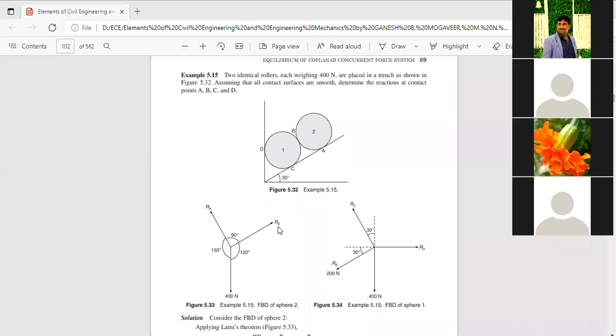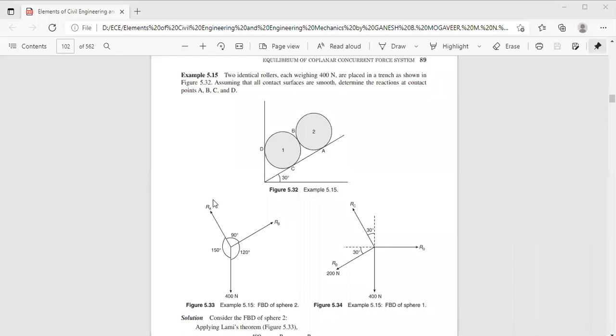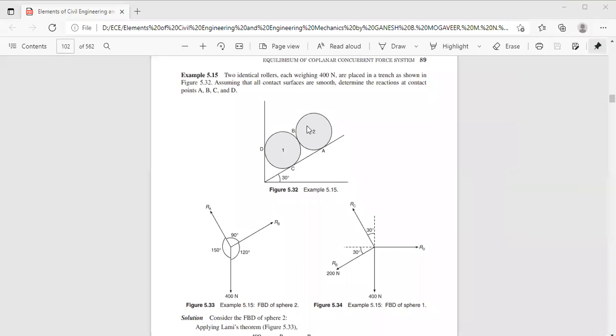How much is it? RB is 200 Newton. RA is some 346 something, and RB works out to be 200 Newton. Now, we have selected sphere 2 because here you have only 2 unknowns. If you select sphere 1, you have 4 unknowns. So by applying Lami's theorem for sphere 2, one of the unknowns, you got it, that is RB.